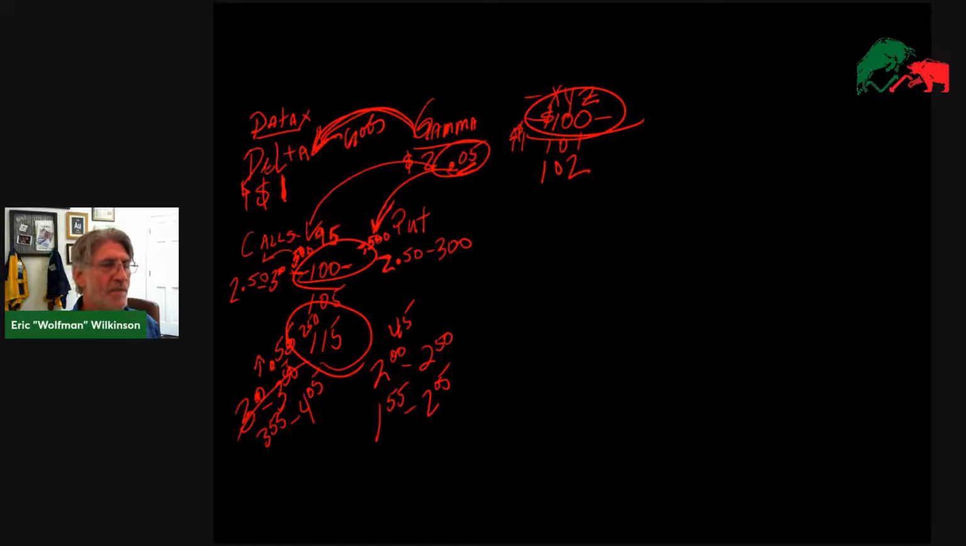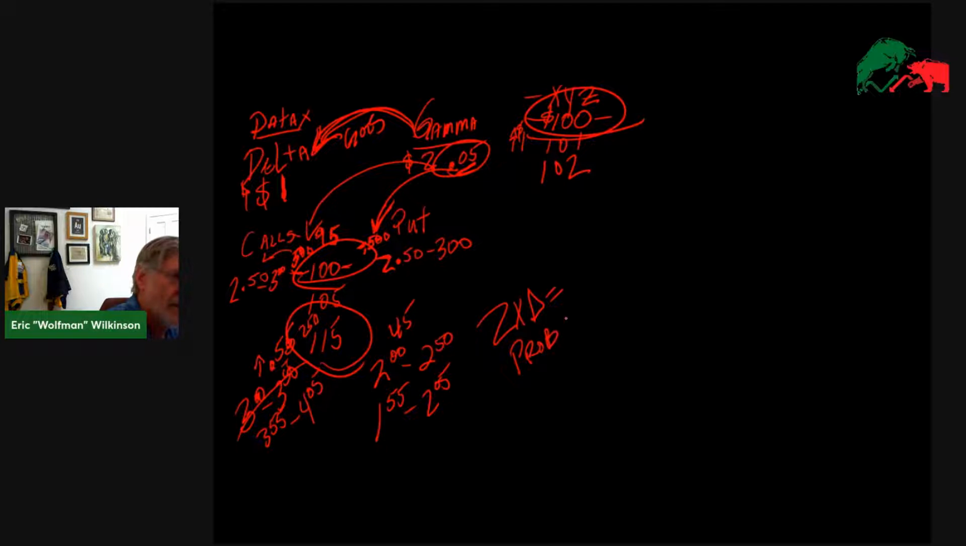All right. But on the floor, we had this thing that we would say: 2 times the delta equals your probability of touch.